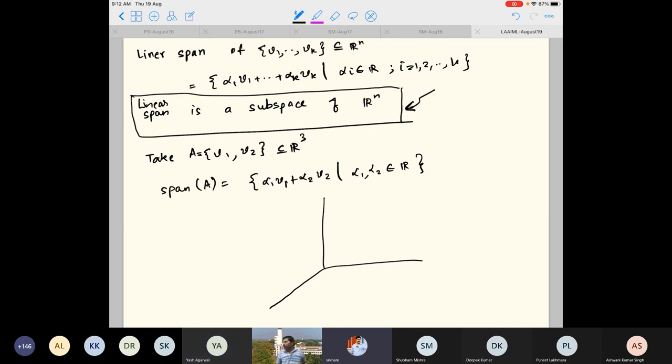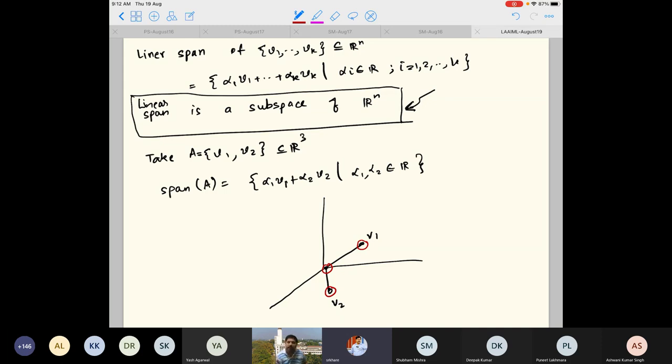If you remember your 12th standard coordinate geometry, suppose this is the vector v1 and this is the vector v2. Then you are given 3 points, 0, v1 and v2. If these 3 points are non-collinear in three-dimensional space, then there is a unique plane which passes through them. The plane which passes through these 3 points is actually going to be a subspace.